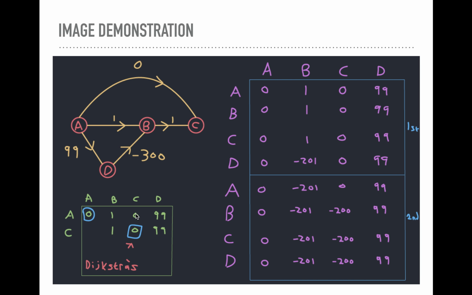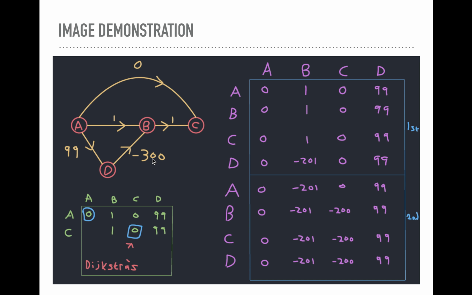C doesn't have any outgoing edges, so everything's still the same. B is 1, C is 0, D is 99. So that's going to be our local optimum, and Dijkstra's would consider that to be the global optimum too. But Dijkstra's would not look at C for the rest of the time. It would be like we saw in the Dijkstra's video, just empty after this. But we know from using Bellman-Ford that it actually goes down to negative 200.